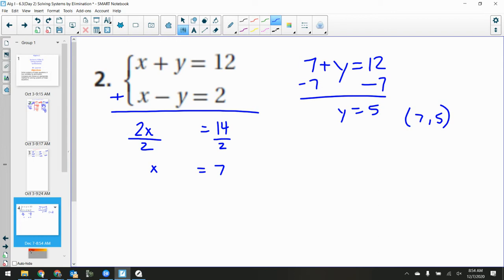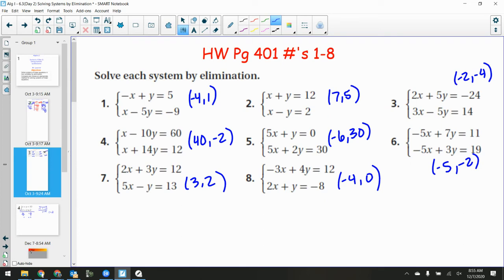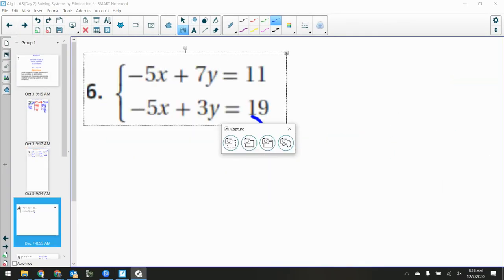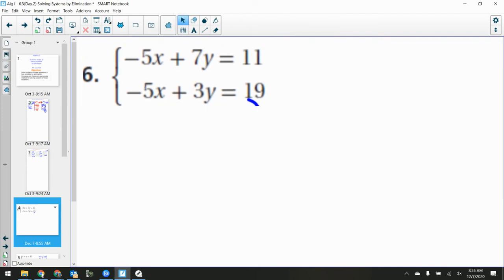Okay, what was the next one? 6 and 4. Let's do 6 first, and then we'll hit 4. Now, it looks so tempting to just try to add these together right now. Resist the temptation. You cannot eliminate yet. What do I have to do? Multiply by -1. Top or bottom? Top. Okay, let's multiply the top by -1.